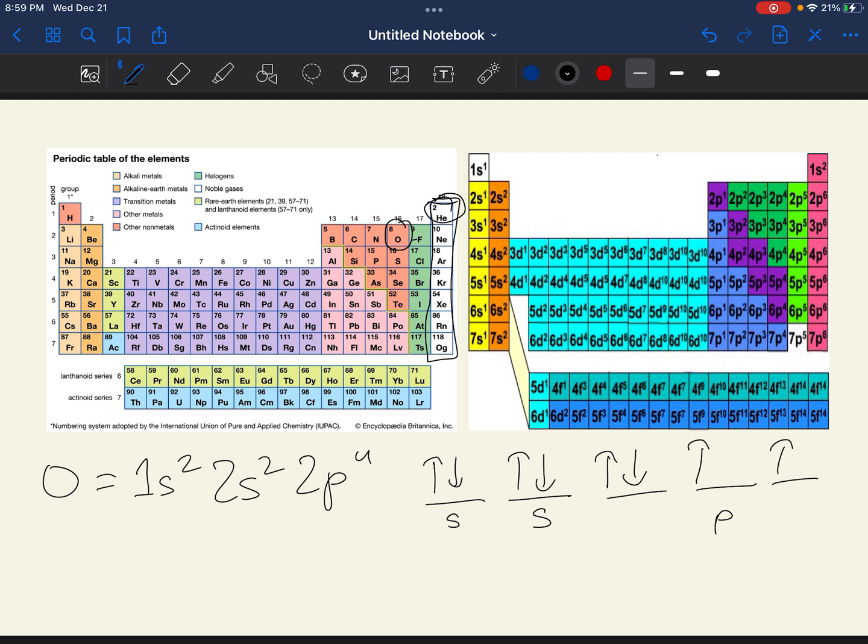So how we would write the noble gas configuration of oxygen, we would put these little brackets around helium, and we would just write helium like how it is on the periodic table. Then we wouldn't even have to write 1s2, because the helium tells us that oxygen already filled up the 1s2, and then we just go straight to 2s2 and then 2p4.